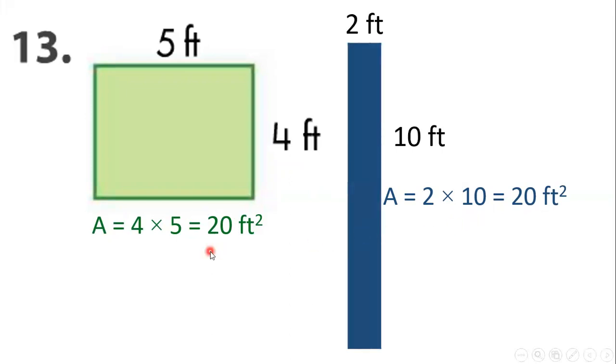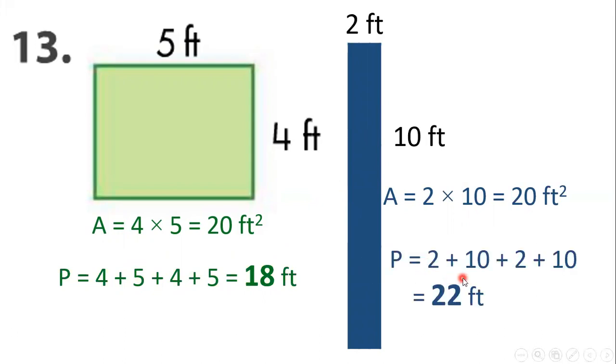The perimeter of the first rectangle here is 4 plus 5 plus 4 plus 5 equals 18 feet. The perimeter of the blue rectangle is 2 plus 10 plus 2 plus 10 equals 22 feet. The green rectangle has the smaller perimeter because 18 is smaller than 22.